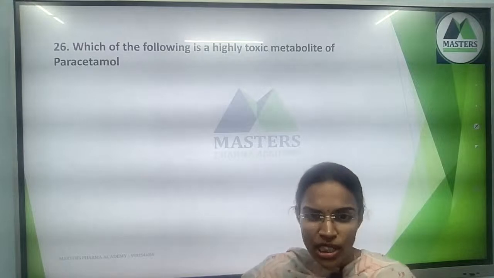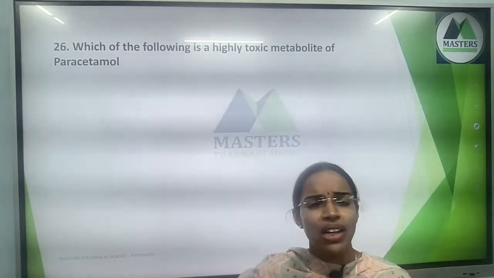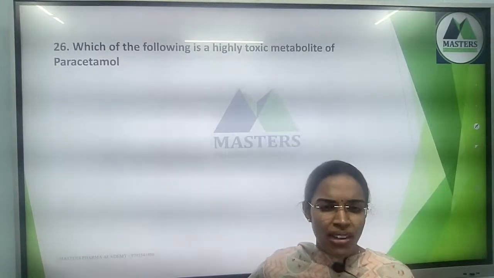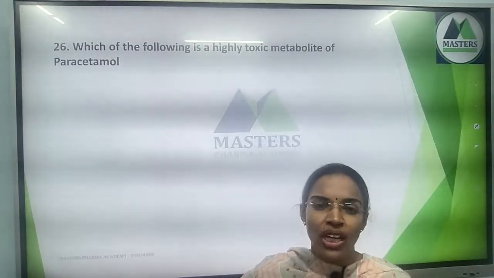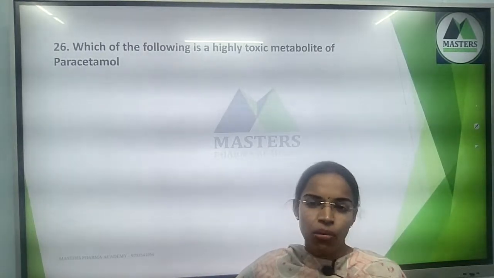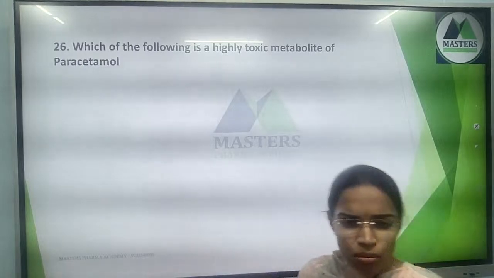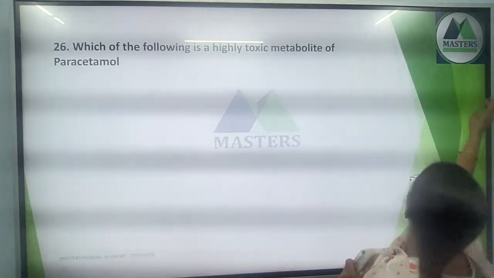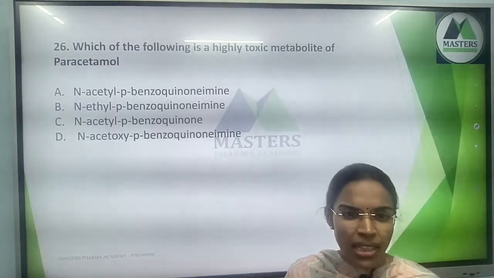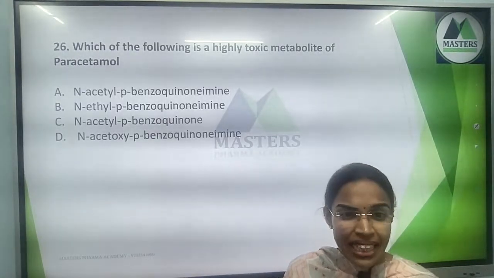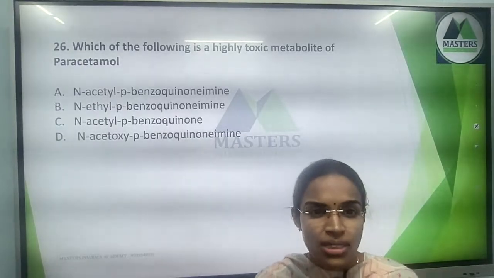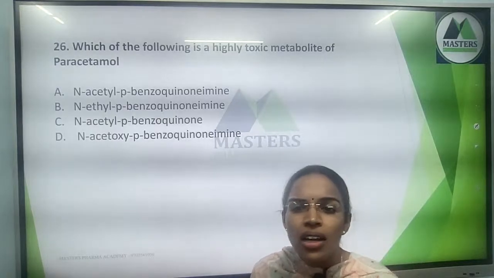Next question, question number 26. One more very important question. Which of the following is the highly toxic metabolite of paracetamol? Paracetamol may give rise to many metabolites, and one of these is the most toxic. The options are N-acetyl P-benzoquinoneamine, N-ethyl P-benzoquinoneamine, N-acetyl P-benzoquinone, and N-acetoxy P-benzoquinoneamine.